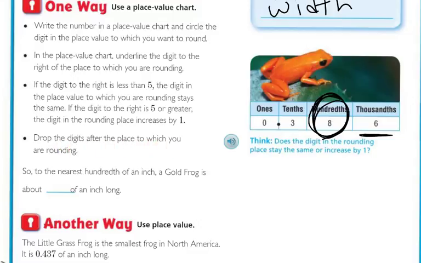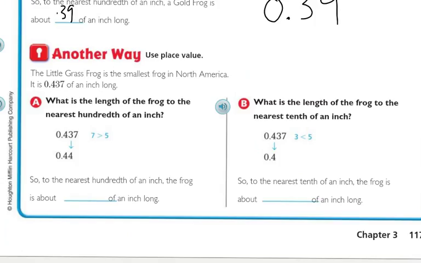So that means I'm going to keep my 0 ones, keep my 3 tenths, but instead of 8 hundredths, I'm now going to have 9 hundredths, and I no longer need to have any digits afterwards. I mean, you could put zeros there and it wouldn't change the answer. So the nearest hundredth of an inch, the gold frog is about, and you're going to say 39 hundredths of an inch long.